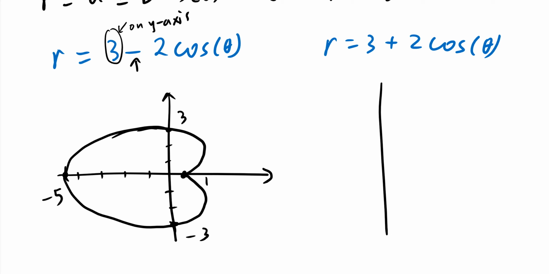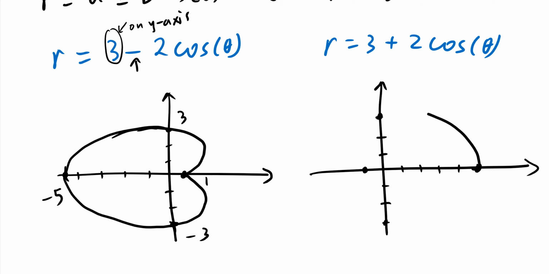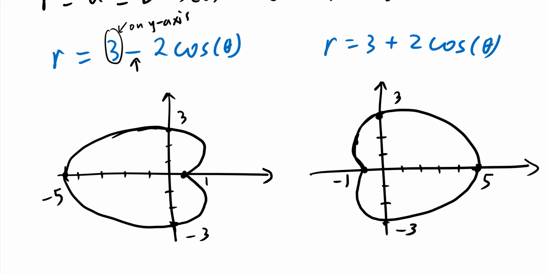For the next one, that's a positive, so this means it's going to fall on the right side. 3 plus 2 is 5: 1, 2, 3, 4, 5. 3 up, 3 down, and 1 here. So again, it's going to go like a circle, a little bit outside this, down, and then a little bit out through this all the way up. 5, negative 3, 3, negative 1.